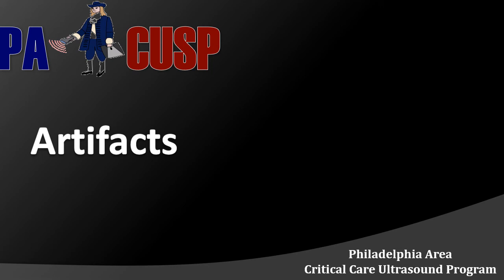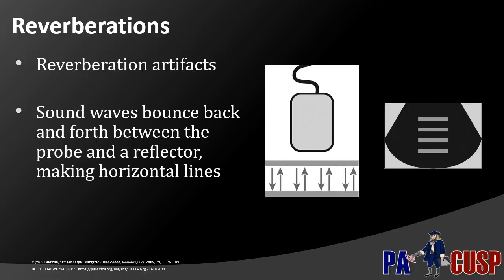So as great as ultrasound is, there are a certain number of artifacts, some of which are going to cause us problems, some of which we can use to our advantage. The first artifact that we're going to talk about is one that is actually critical to lung ultrasound and something that we can use to our advantage. It's referred to as a reverberation artifact.